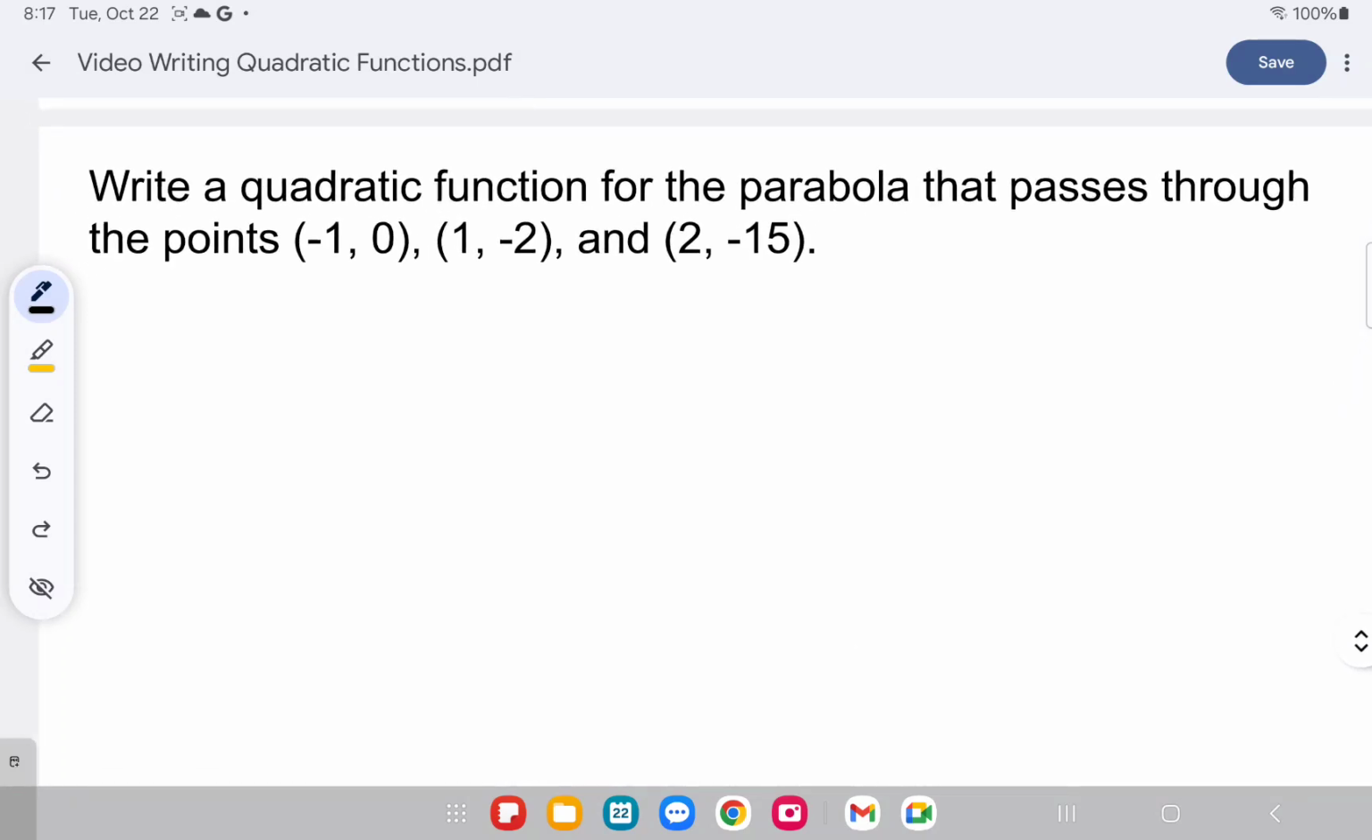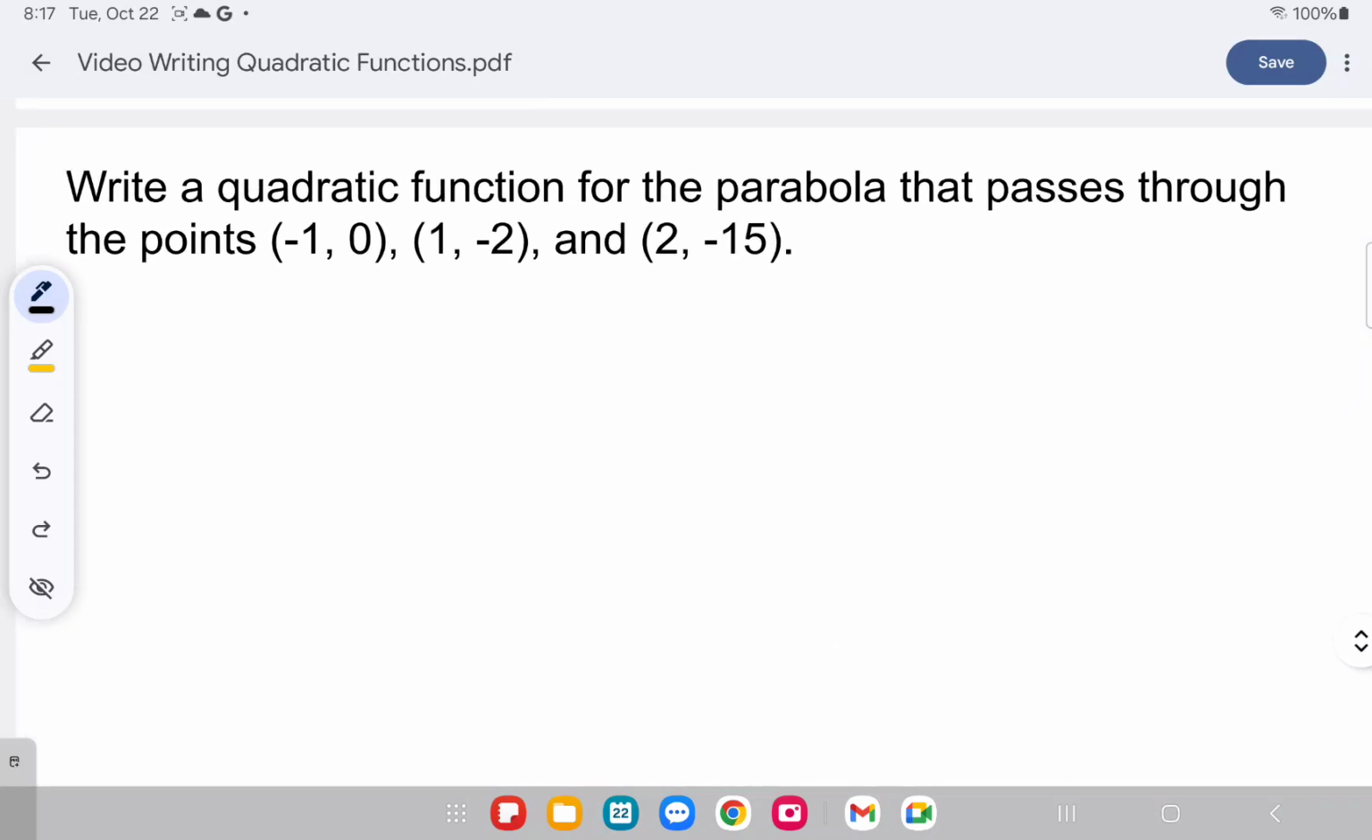When we don't have the vertex or the intercepts, we need to use standard form. We can't write it in vertex form without the vertex. We can't write it in intercept form unless we have both intercepts. So when you don't have those things, you have to use standard form. And to write an equation in standard form, you need to have at least 3 points.